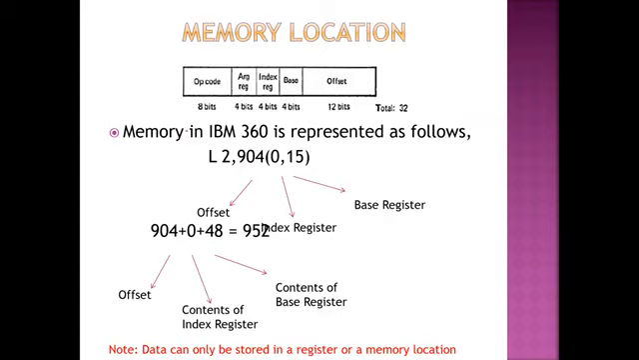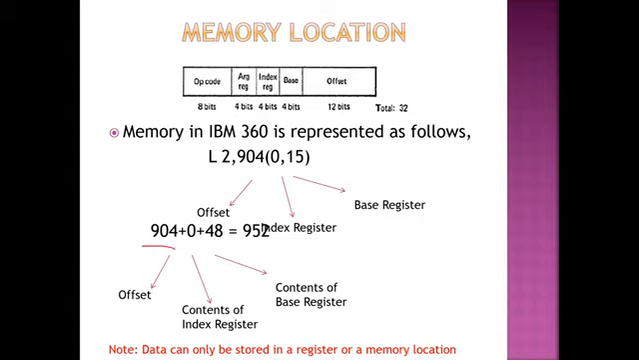So here, your memory location will usually be represented like this. Example: 904 of 0 comma 15. 904 is the displacement. 0 is the index register which you are going to use, so it is register 0 I'm using, not the value 0. 15 here is my base register. Mostly 15 will be the base register, the last register, used as a base register. So to get my absolute address, I have to add my displacement 904 plus the contents of register 0, which is the index register, plus the contents of the base register, which is register 15. Only when I add all this, I will get my absolute address.